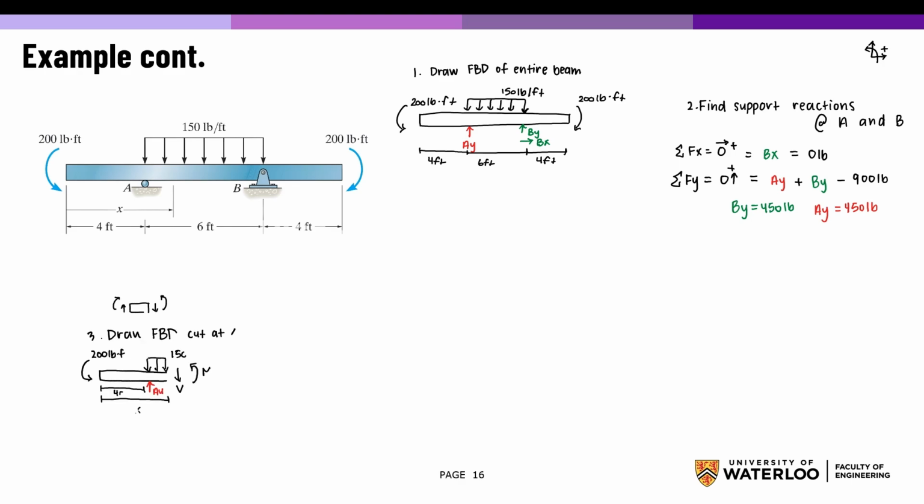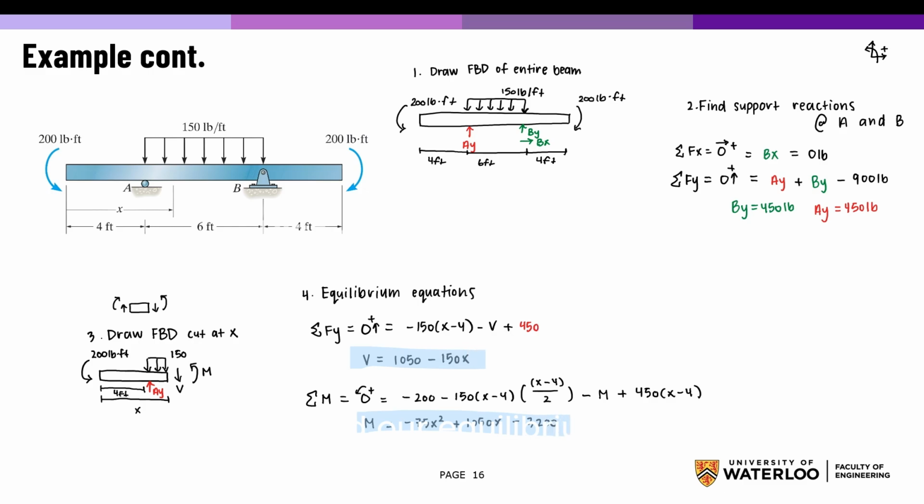Now we can draw the free body diagram cut at x. Remember our standard convention for shear force and moment. Using this and our equilibrium equations, we get the shear force as 1050 minus 150x and our moment as negative 75x squared plus 1050x minus 3200.